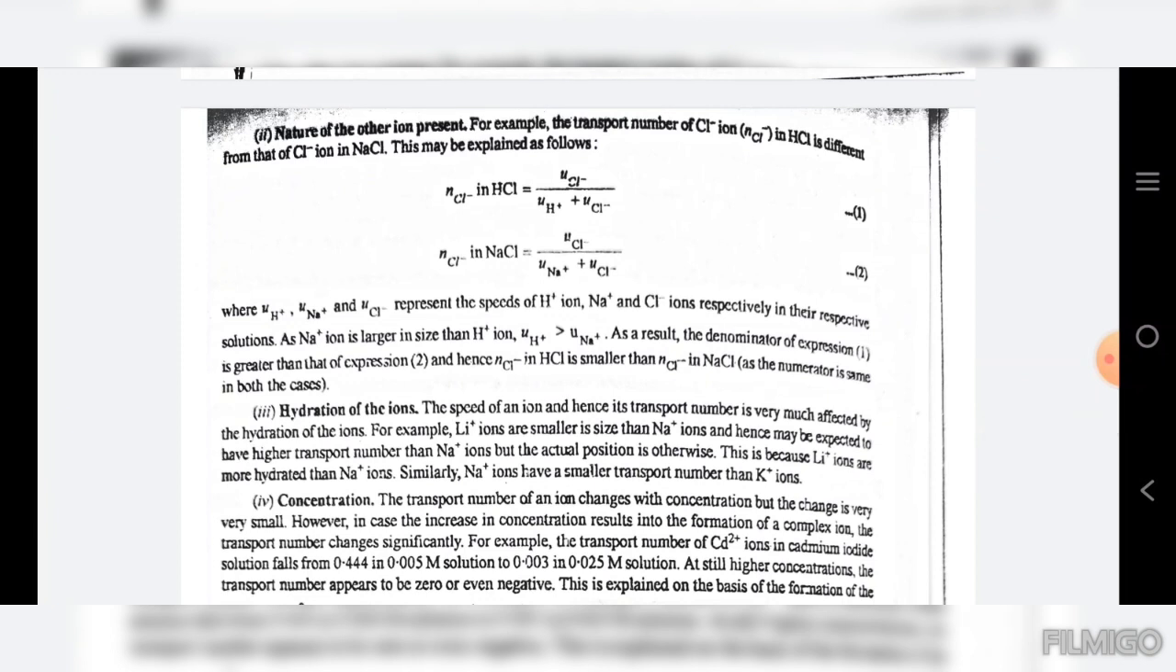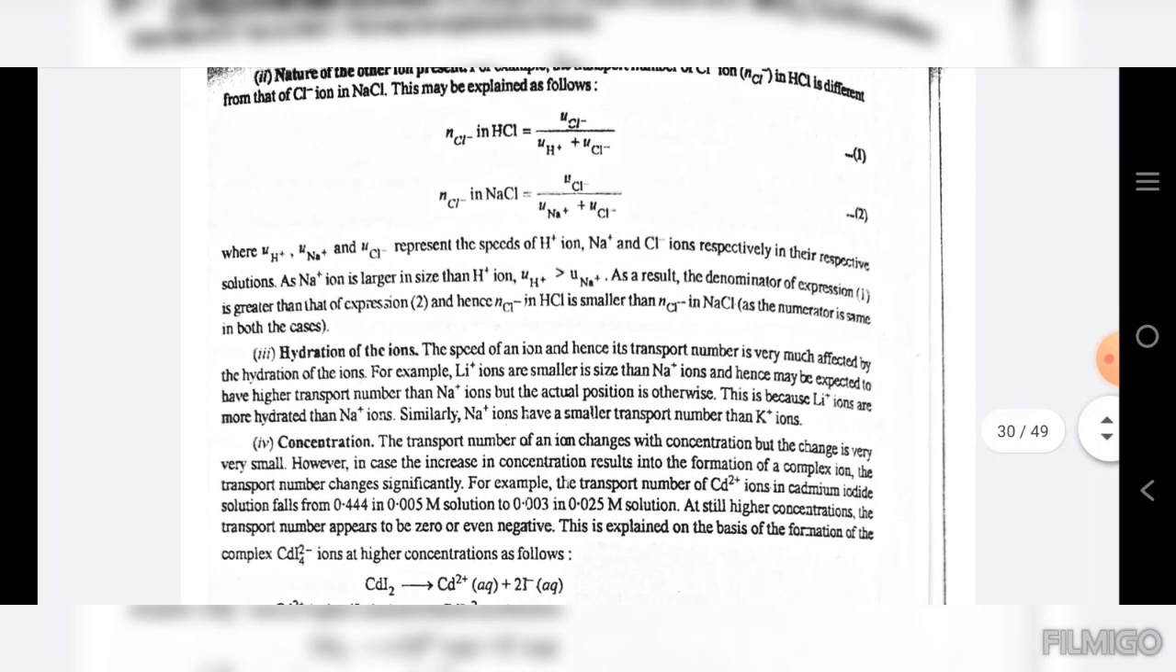Nature of the other ion present. For example, the transport number of Cl negative ion in HCl is different from that of Cl negative ion in other chlorides. This may be explained below.